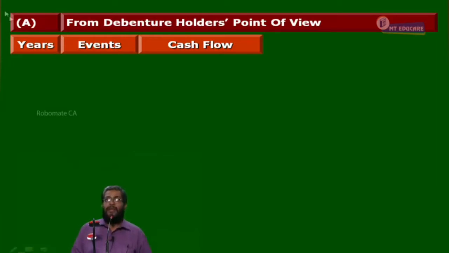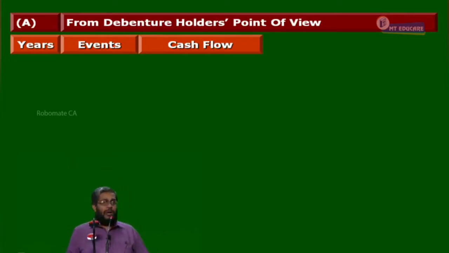Now have the following columns: year, event, cash flow. Leave some space to write the present value factor and then the discounted cash flow. We come back to that later. Let's first write the cash flows now. Have the three columns, years, events, and cash flows, and leave some space to the right to fill up the remaining numbers.